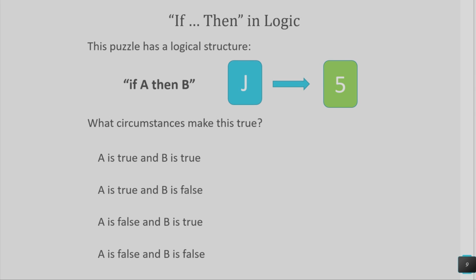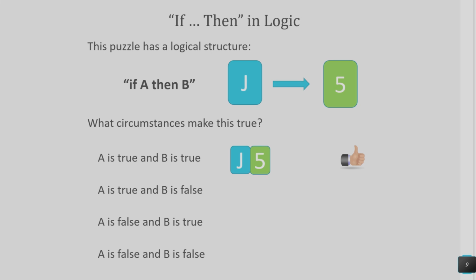So this is the first example of a sentence with a logical structure. In this particular case, the logical structure is: if you have some event, something that we will call A, happening, then another event that we will call B would be happening. For example, if we have a card with a J on it, then the other side of it should be 5. So let's just see what circumstances make it true, so that you could see what kind of scenarios you need to check to verify that statement.